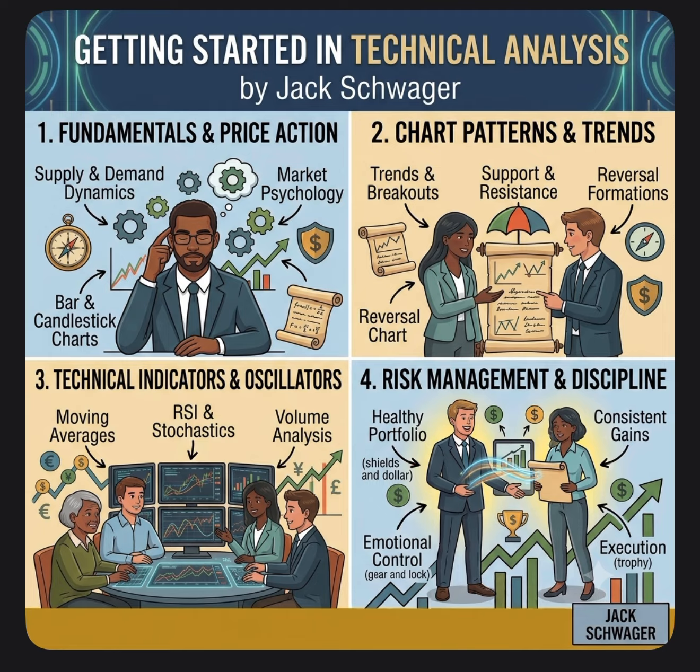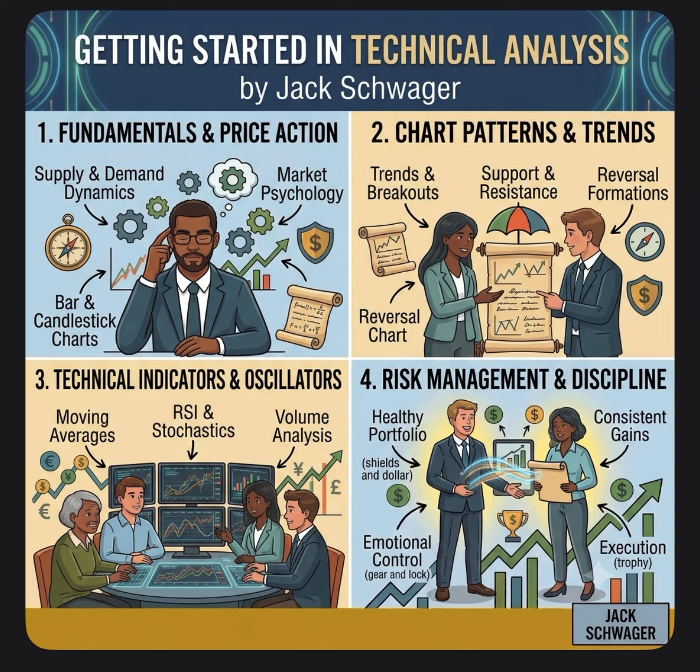Jack Schwager stresses that a trading system is simply a strict set of rules that defines exactly when to enter a trade, when to exit with a loss, when to take profits, and how much capital to allocate to the position. A good system removes gut feelings, guesswork, and emotional turbulence from the equation.